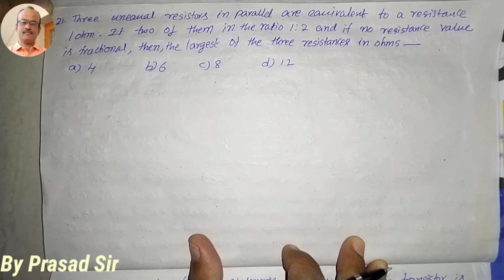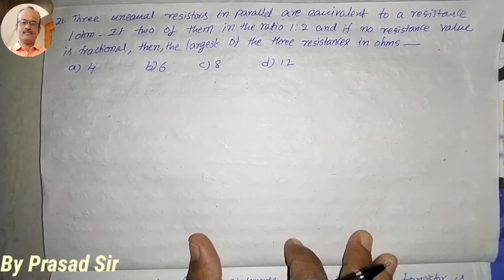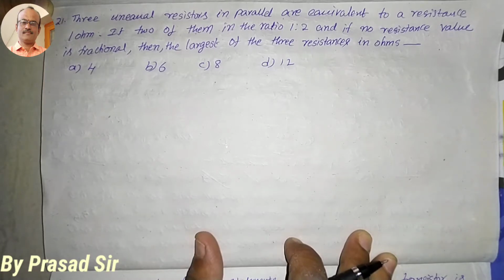Now the question number 21. Three unequal resistors in parallel are equivalent to a resistance of 1 ohm. If two of them are in the ratio 1:2 and if no resistance value is fractional, so that means it should not be a fraction, then the largest value of the three resistors in ohms is how much?